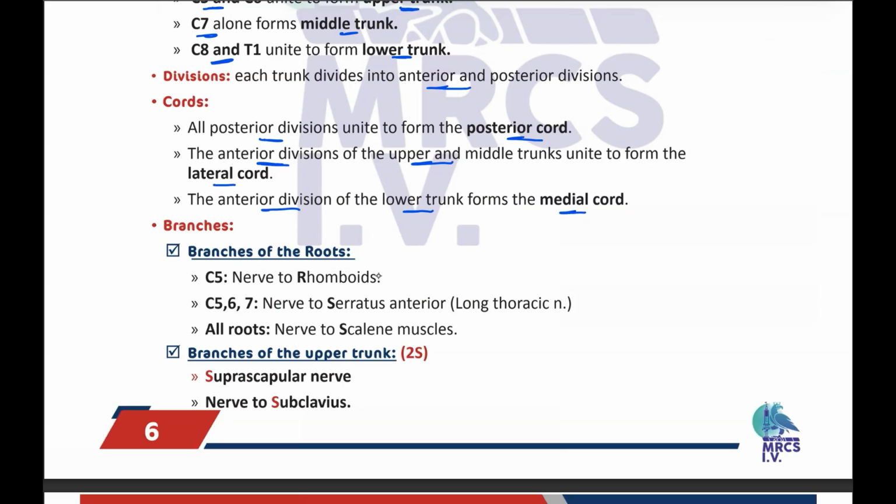Now, nerves arising from the roots: the dorsal scapular nerve supplies the rhomboids. There are 2 rhomboids, one major and the other minor. These rhomboids are present on the posterior aspect of the scapula, so as the name indicates, dorsal scapular nerve. Now we have the long thoracic nerve, which has the root value of C5, C6 and C7. It supplies the serratus anterior. All the roots also innervate the scalene muscles.